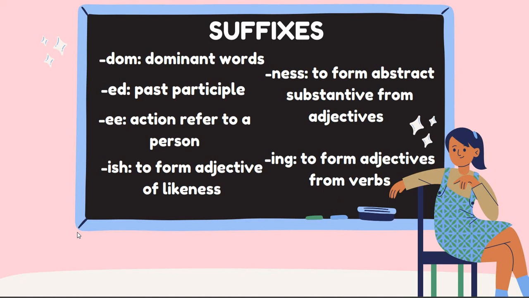In the suffixes we can find dom, that is used for dominant words such as freedom. We have the ed for past participle. We have double e for an action that refers to a person. We have ish when we want to find an adjective of likeness, and we have ness to form a substantive from adjective. Lastly, we have the ing that is used to form adjective from verbs.